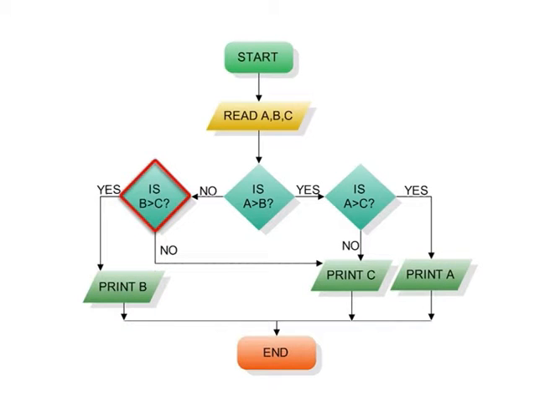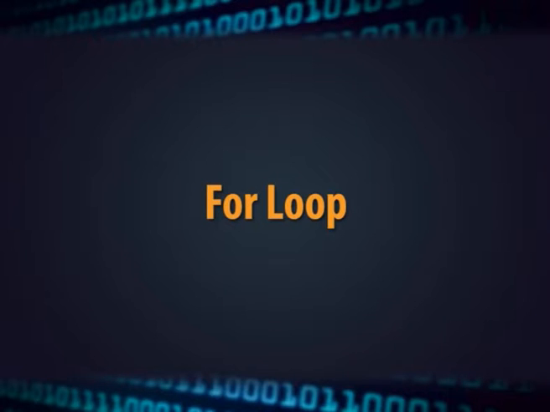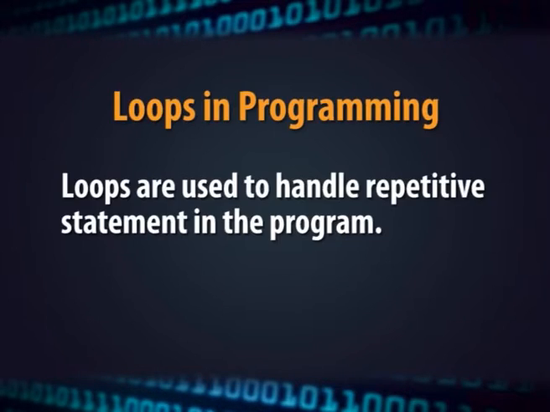If B is greater than C, the condition is false, then C is greatest and print C. 6. At last, all branches are connected by the stop symbol. Next is the for loop. Loops are used to handle repetitive statements in the program.